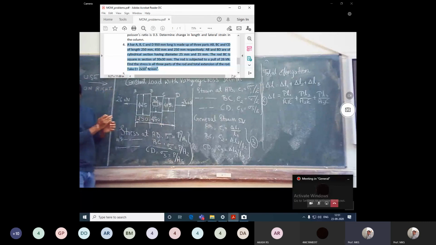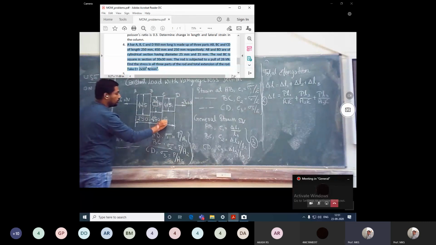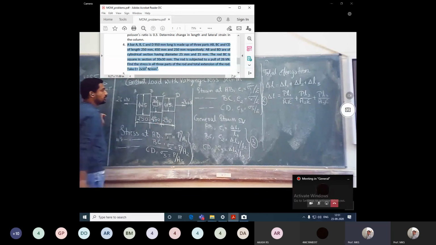L3 is 250. So this is the problem statement. This is the given problem statement. I have written all the given statements in the diagram itself. So this is D1.